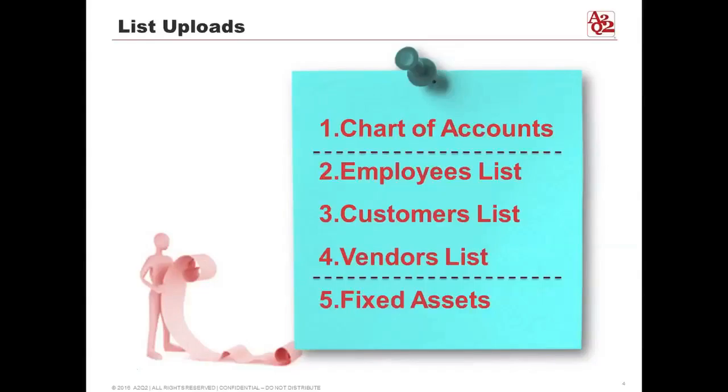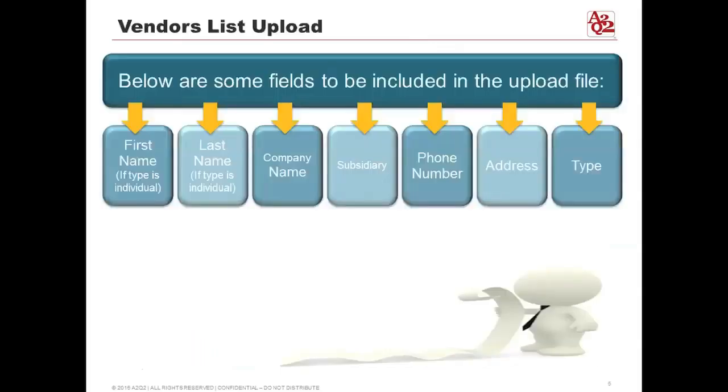Let's look at the list of the types of data that we would upload. We always start with a chart of accounts, and then we go to employees, customers, vendors, and then the last one is fixed assets. Fixed assets is a bit unique, which is why we have this dotted line under vendors. And of course, chart of accounts is unique because there's only one chart of accounts for all of the companies in NetSuite.